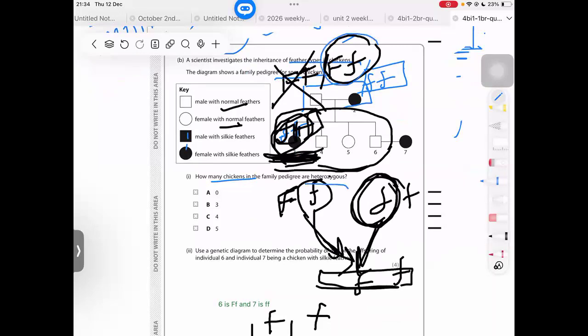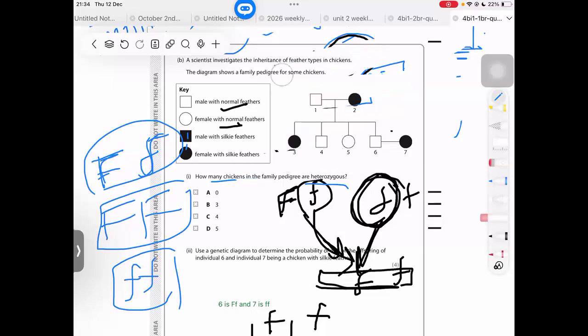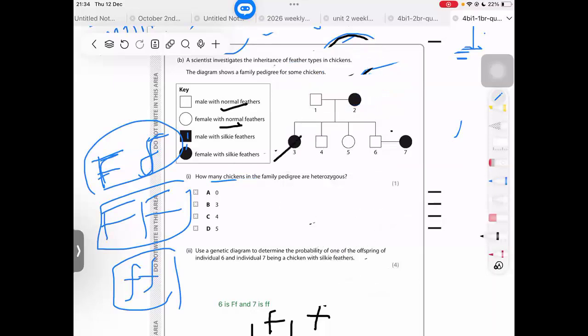They are asking about heterozygous. What do you mean by heterozygous? They do not have the same allele. They have two different alleles. Capital F capital F is homozygous, same allele. Simple f simple f is homozygous, same allele. But capital F, simple f is heterozygous, different alleles. So what are the homozygous ones? Easily, the black ones are homozygous, because they are simple f simple f. And the father is heterozygous.